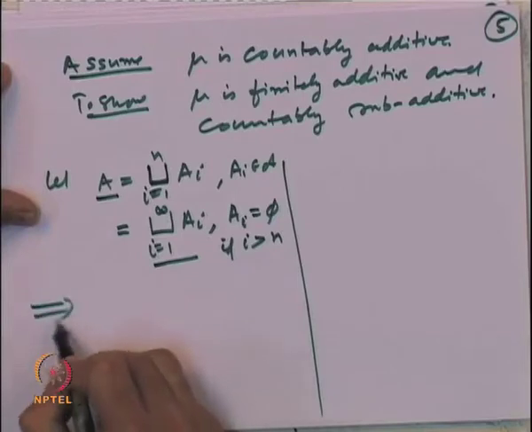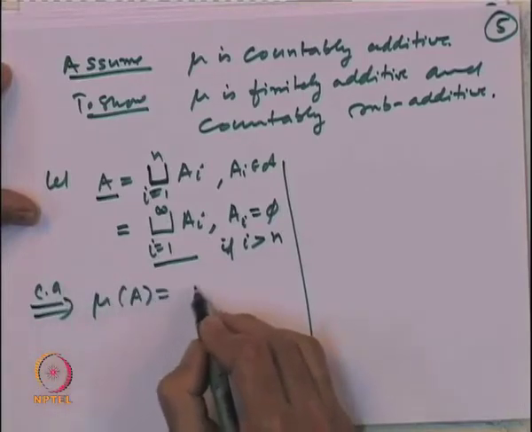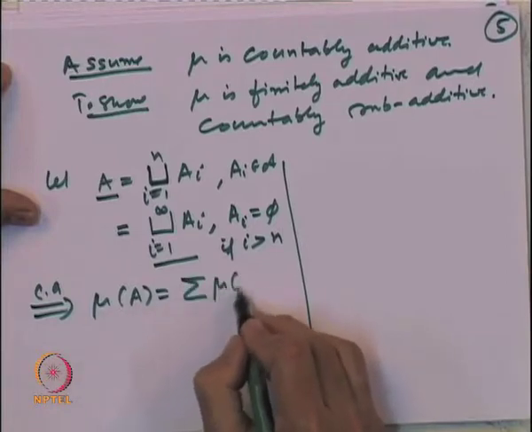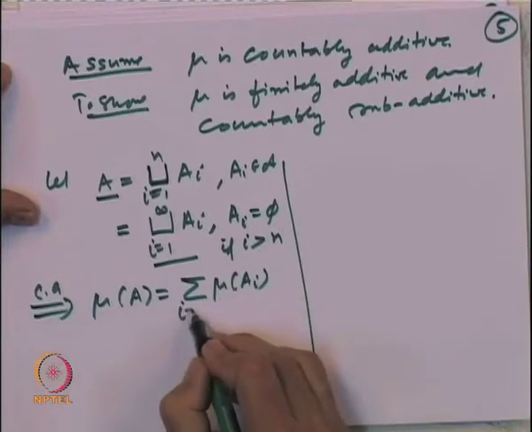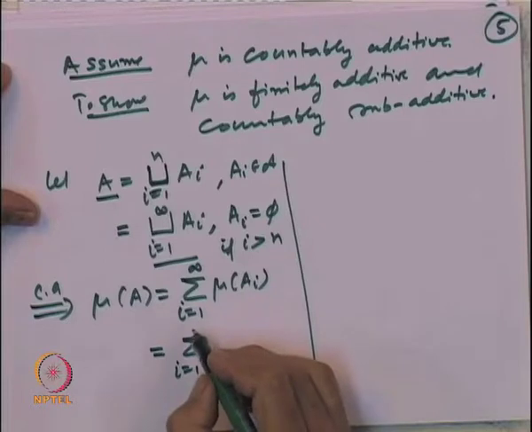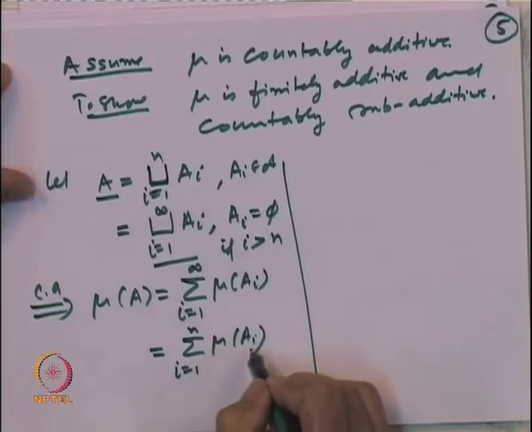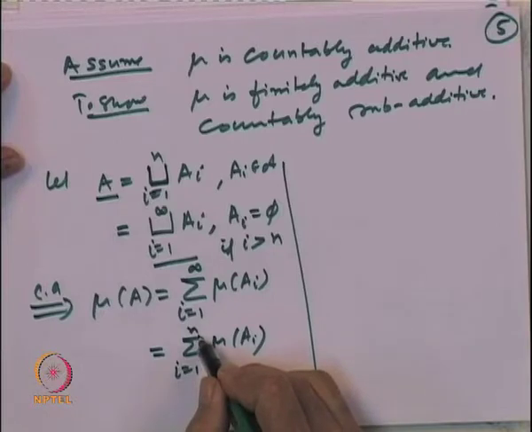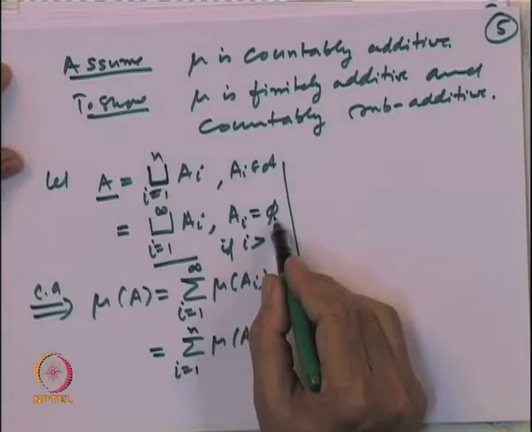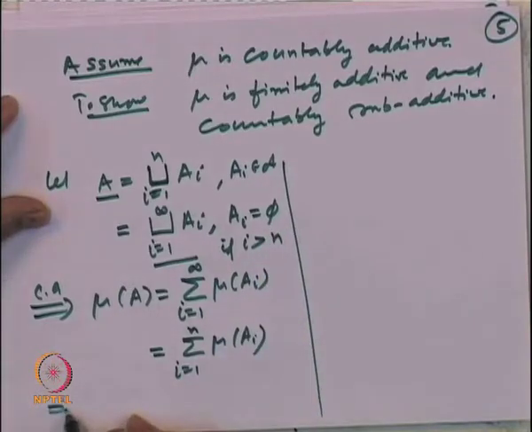So, by the countable additive property, mu of A is equal to the summation of mu of A_i, i equal to 1 to infinity, but that is the same as sigma i equal to 1 to n of mu of A_i, because for i bigger than or equal to n plus 1, the sets are empty and mu of the empty set is given to be 0. Therefore, mu is finitely additive.